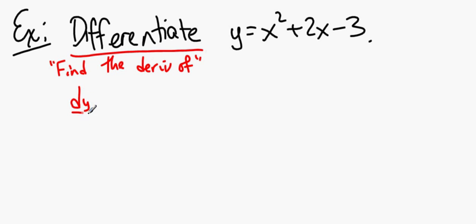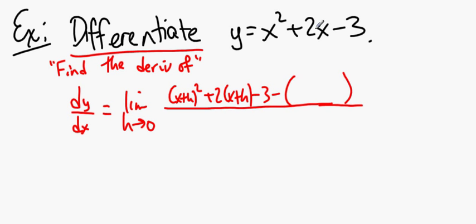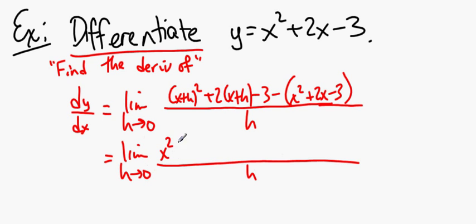So if I'm going to find the derivative, then dy dx is the limit as h approaches 0 of our function at x plus h minus our function at x, all over h. And this is where algebra kicks in for us. Your denominator is pretty straightforward. Your numerator is a little bit of algebra.